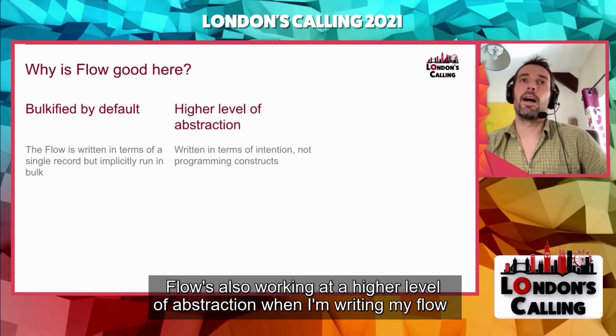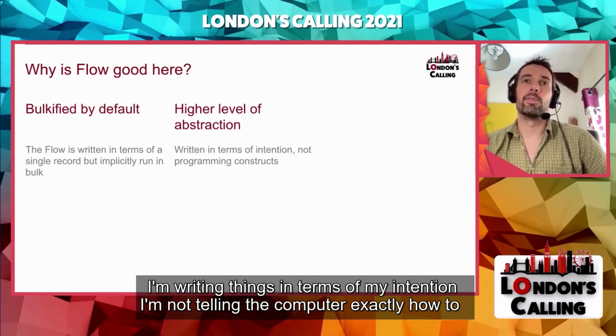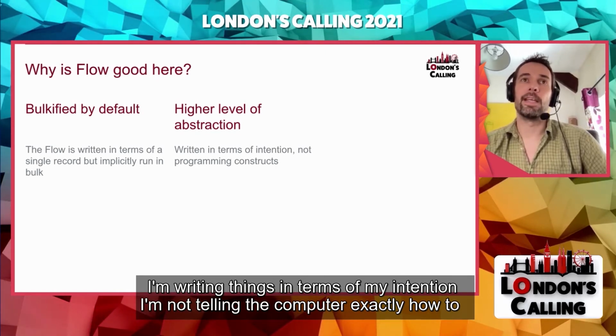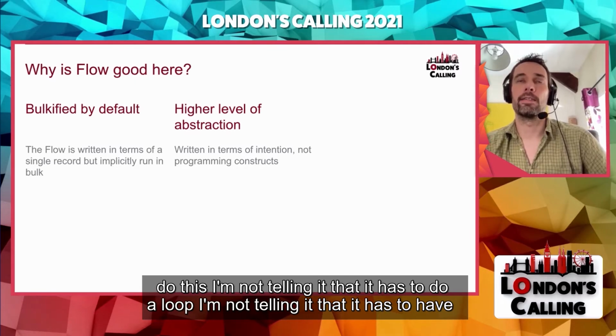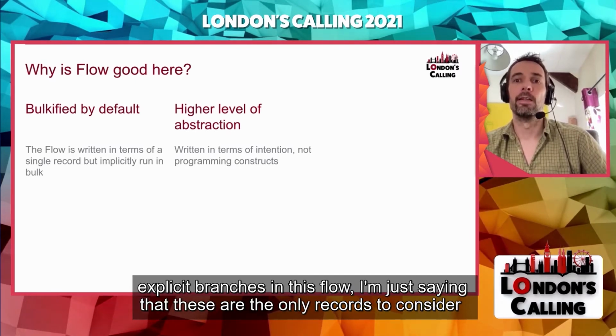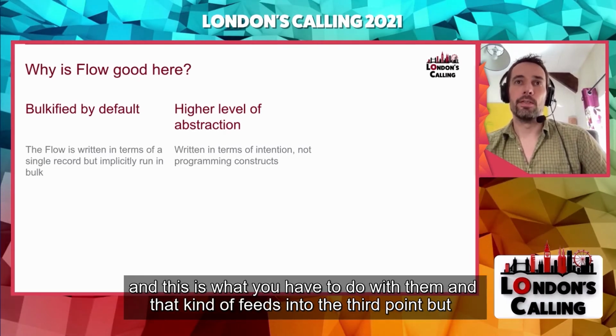Flow is also working at a higher level of abstraction. When I'm writing my flow, I'm writing things in terms of my intention. I'm not telling the computer exactly how to do this. I'm not telling it that it has to do a loop. I'm not telling it that it has to have explicit branches in this flow. I'm just saying that these are the only records to consider, and this is what you have to do with them.